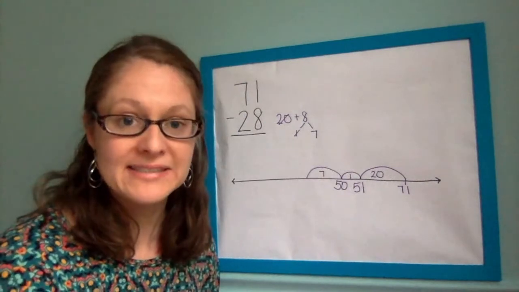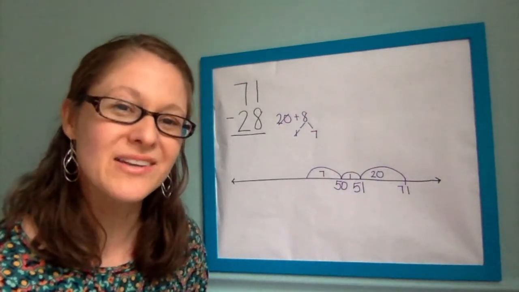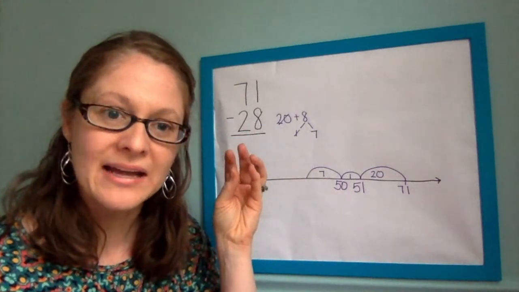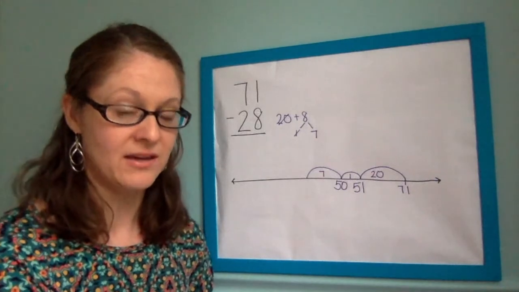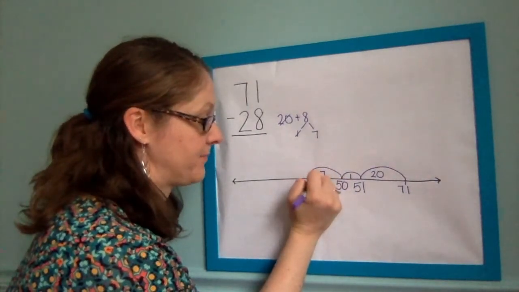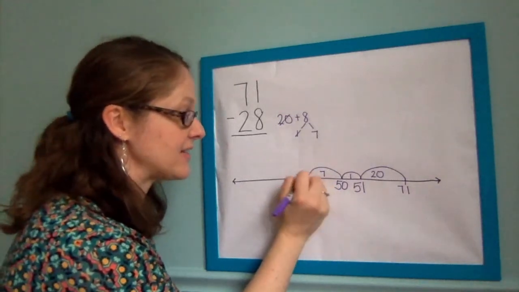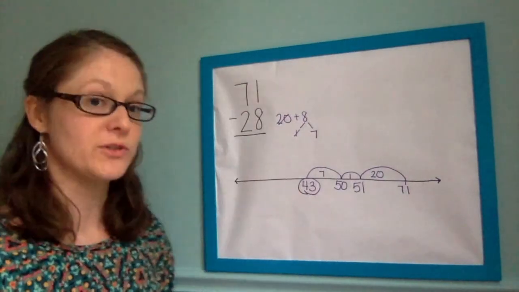Now, 50 minus 7 is a lot easier to look at than 51 minus 8 because I can kind of keep in the back of my mind that I know 10 minus 7 equals 3. So therefore 50 minus 7 is going to equal 43. So there is our answer. 71 minus 28 equals 43.